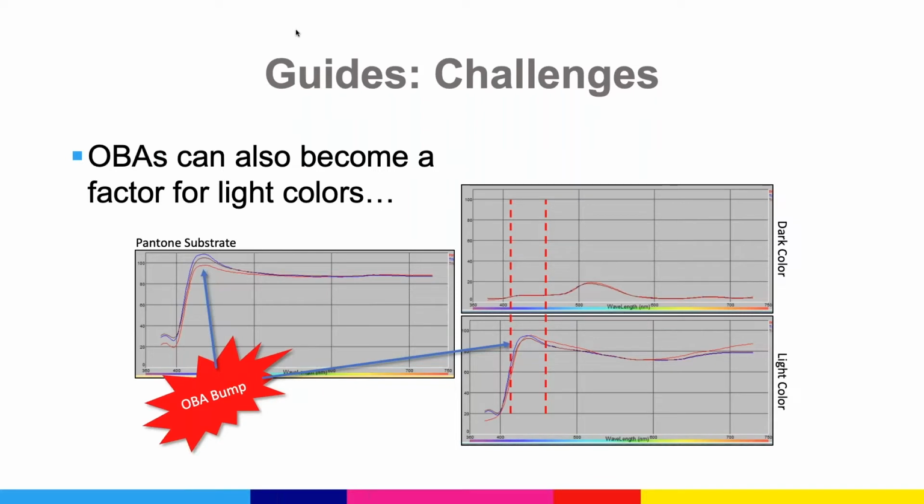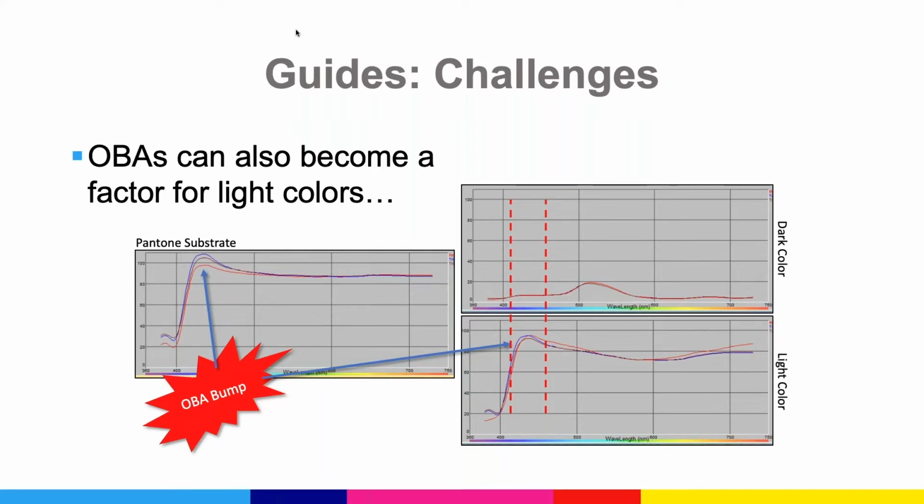Another challenge is that the substrate for Pantone Guides does contain OBA. That has been a long-standing trend and one that for now remains consistent. Both the coated and uncoated guides do have an appreciable level of OBA in them. For those not familiar with the term, that means an optical brightening agent. So these are things that make the paper appear whiter and brighter.